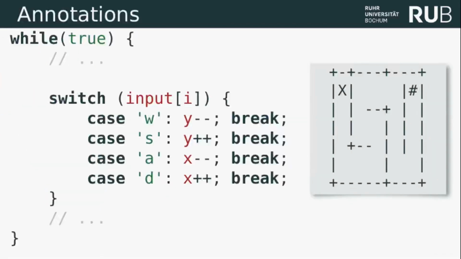Consider the simple maze game that is commonly used to demonstrate a fuzzer's ability to uncover test cases. The player has to use W, S, A, and D keys to navigate the maze.